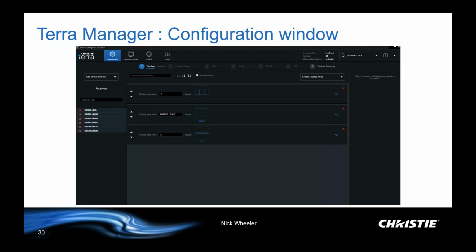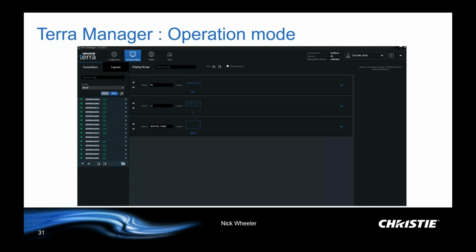This is the operation mode. On the left-hand side, you see a list of transmitters that are available. And when you want to put something on a screen, you literally drag and drop a transmitter onto a screen or onto a receiver in a blue box there.